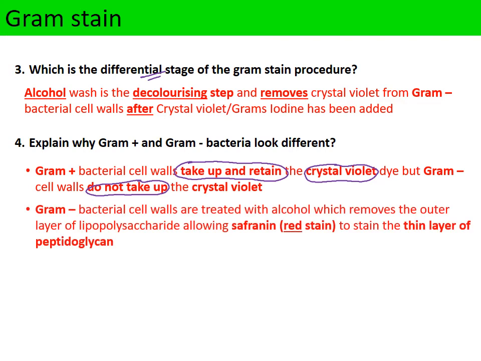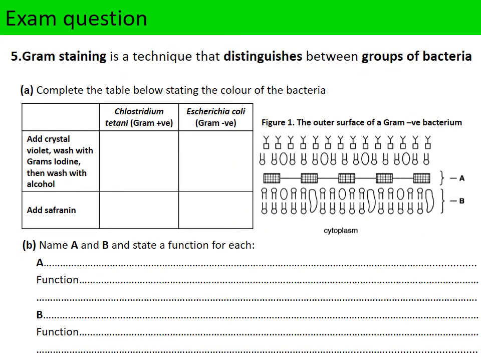Now we know gram-negative bacterial cell walls are treated with alcohol, and that then removes the outer lipopolysaccharide-rich membrane that allows the red safranin stain, the counterstain, to then bind to the thin layer of peptidoglycan on the outside of the cell membrane of the gram-negative bacteria. So this is quite a nice example of an exam question that provided us with a diagram and some additional information that we're going to use to formulate some answers.